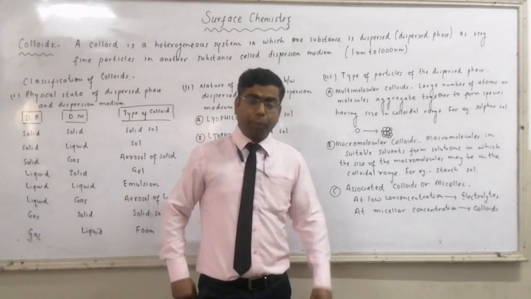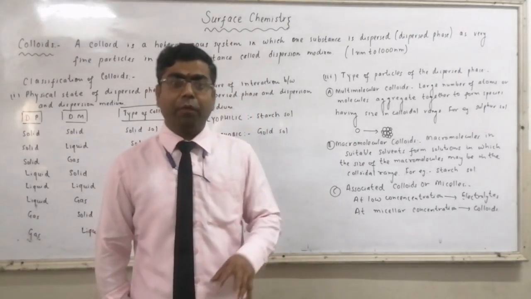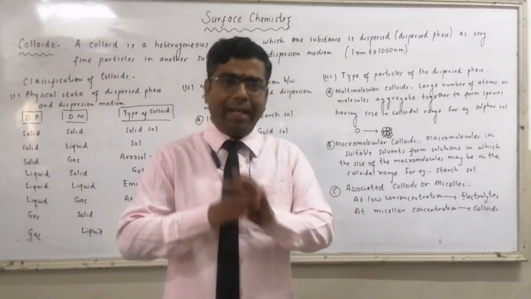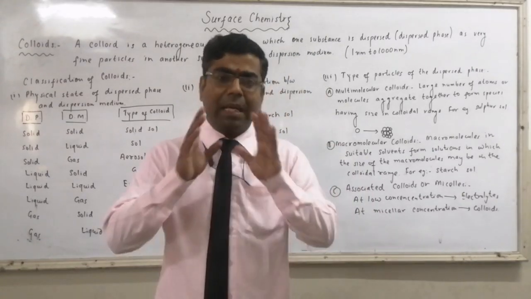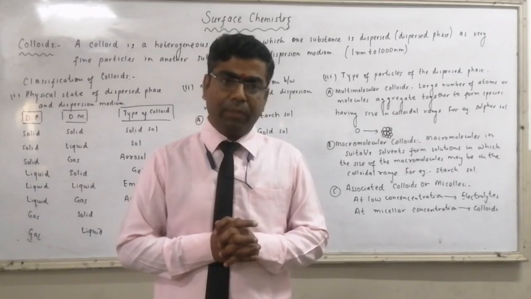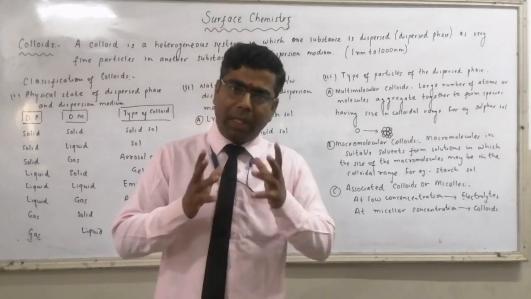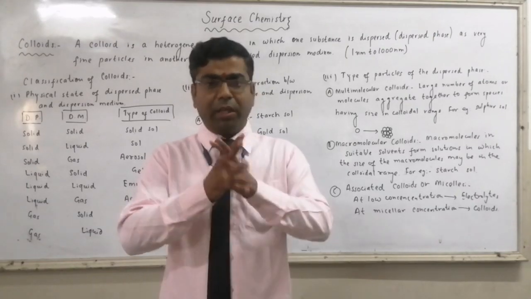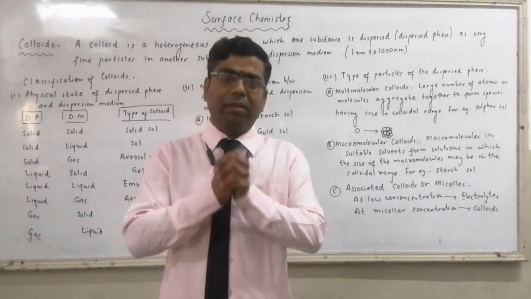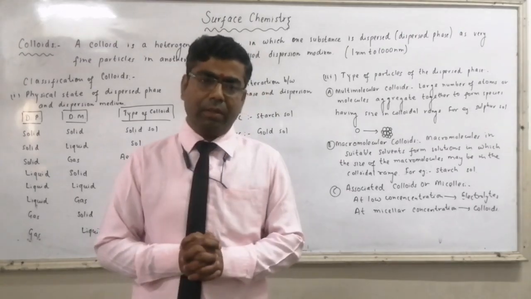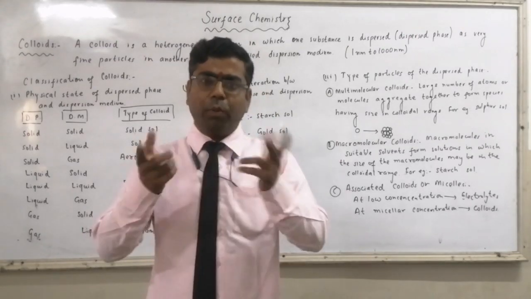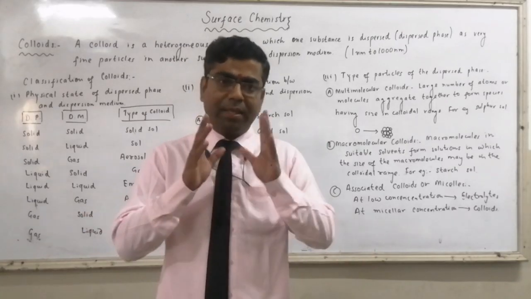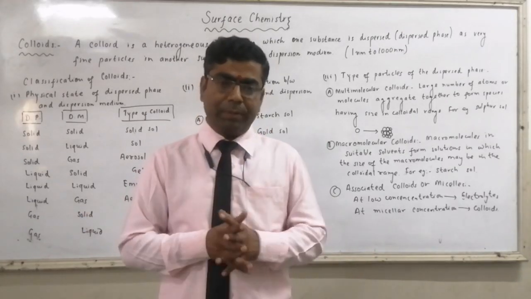Remember here, a proper temperature is required for the formation of associated colloids. Below this temperature, you will not get associated colloids, and this temperature is called Kraft temperature. We require a minimum concentration of dispersed phase particles. This concentration is called critical micellar concentration, CMC. So two terms are important here, CMC and TK. TK stands for Kraft temperature and CMC stands for critical micellar concentration.